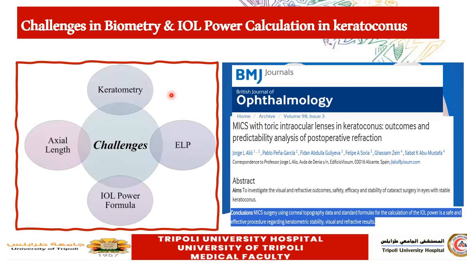This is beyond the discussion in this lecture, but I will concentrate on the suggested or international standards as far as keratoconus patients are concerned. What are the indications for cataract surgery, and what are the measures that you are going to take to have a proper, accurate measurement for the IOL power?